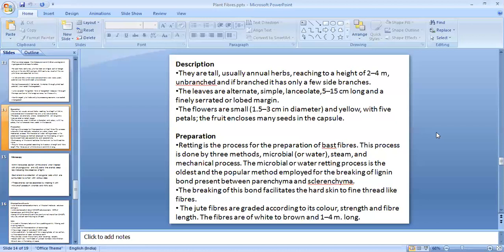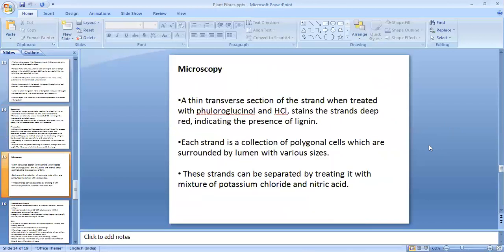And based on that, it is separated and sent to the market. So that is the preparation and the characters of this jute fiber. And next, when you take the fiber and observe it under the microscope by treating with chloroglucinol and hydrochloric acid, it takes up the red color because this jute fiber contains lignin. The red color is due to the presence of lignin.